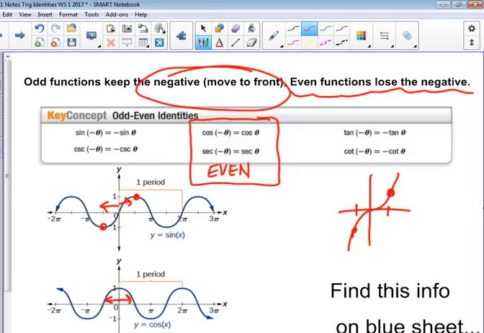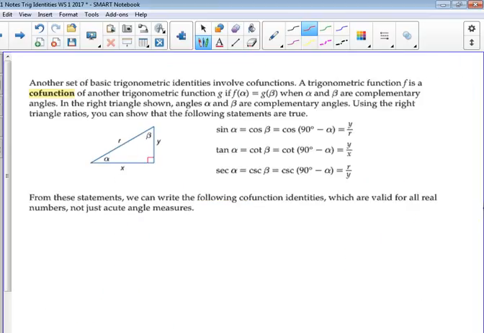Not going to have to deal with that very much today. That is on your blue sheet. Can you find it, guys? Just so you know where it is. It says odd and even, right? And it shows you which ones you get to ignore the negative and which ones you have to move out front. All right. This one is a little bit trickier.